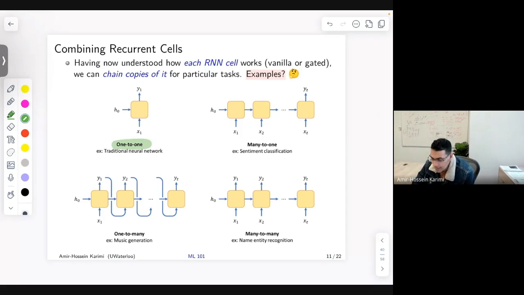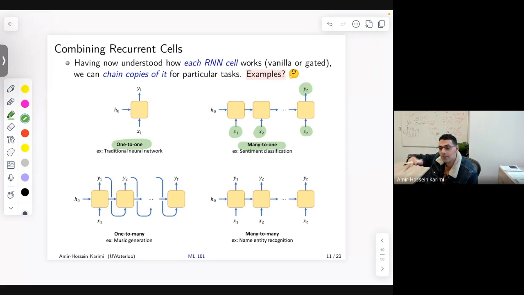If I have a many-to-one relationship, whereby I have a number of inputs up to time t, but I only output once at time t, then this gives rise to models that can be useful, for instance, in the case of sentiment classification. Remember sentiment classification, like reading Twitter posts or Amazon reviews? You read the whole thing and then you say, is it positive, is it negative, what's the score?